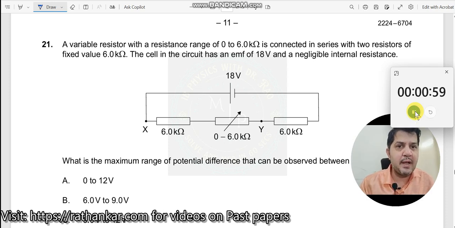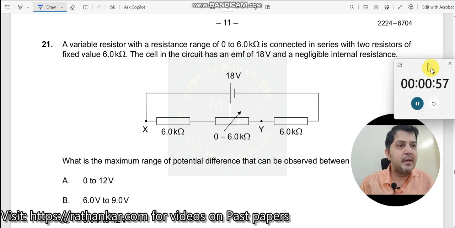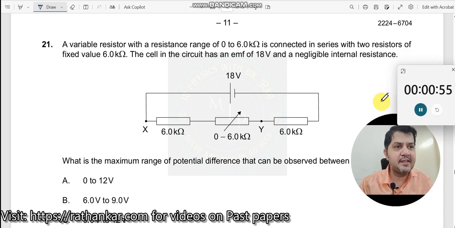Question number 21. A variable resistor with a resistance range of 0 to 6 kilo ohm is connected in series with two resistors of fixed value, which are already given to you.